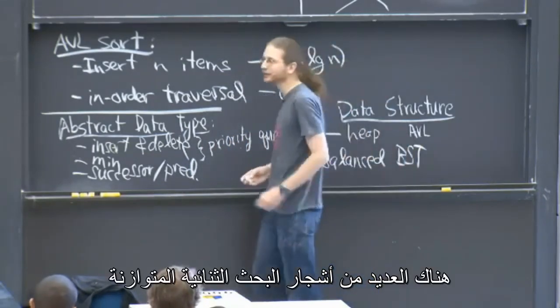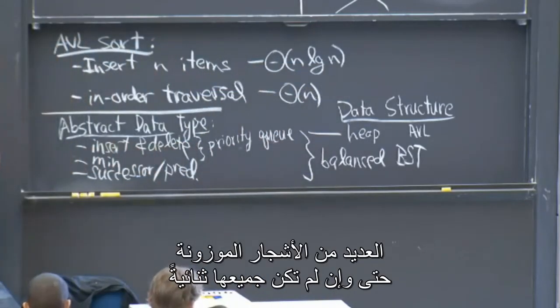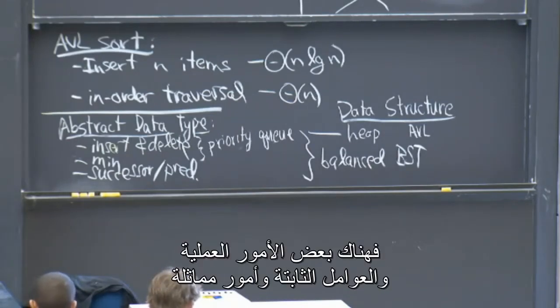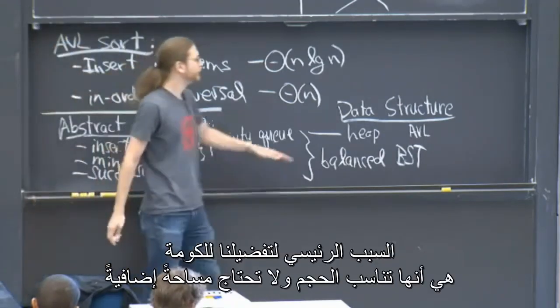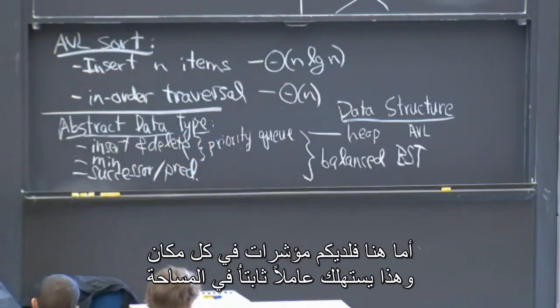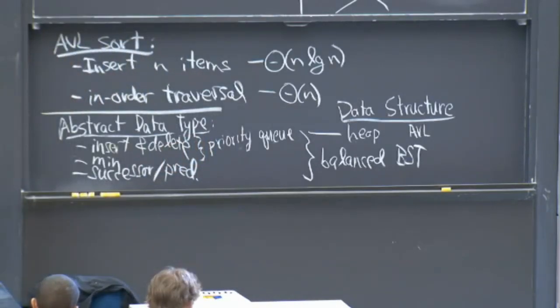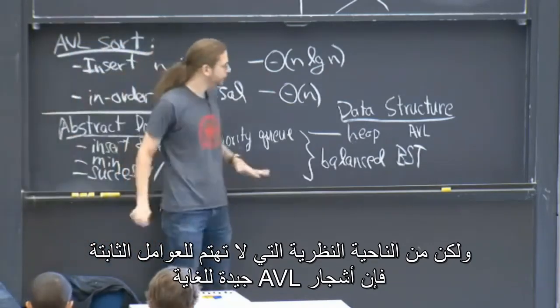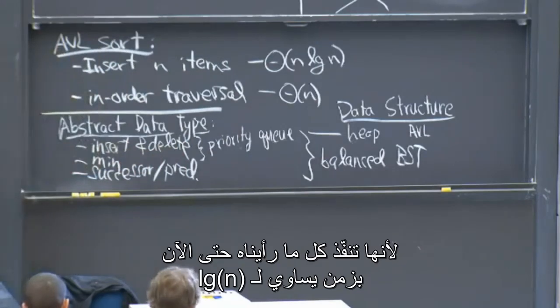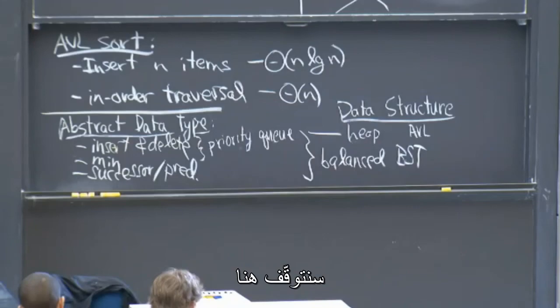There are probably a dozen balanced binary search trees out there, or at least a dozen balanced search trees, not all binary. They all achieve log n. So it doesn't really matter. There are various practical issues, constant factors, things like that. The main reason you prefer a heap is that it's in place. It doesn't use any extra space. Here you've got pointers all over the place, so you lose a constant factor in space. But from a theoretical standpoint, if you don't care about constant factors, AVL trees are really good because they get everything that we've seen so far in log n. And we'll stop there.